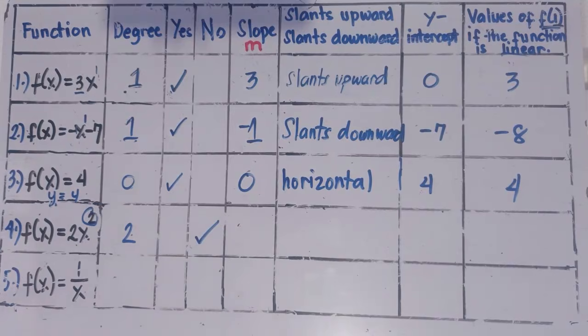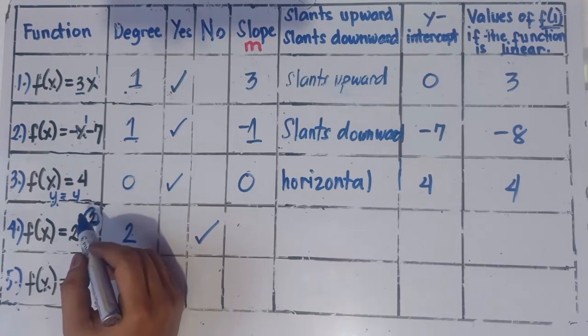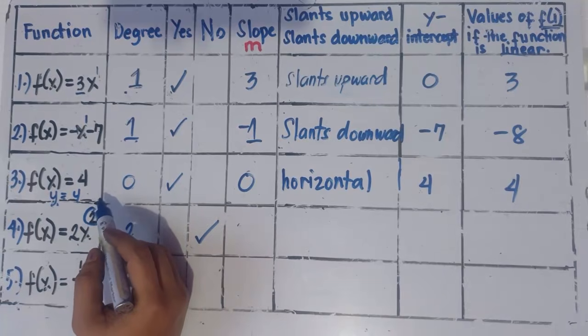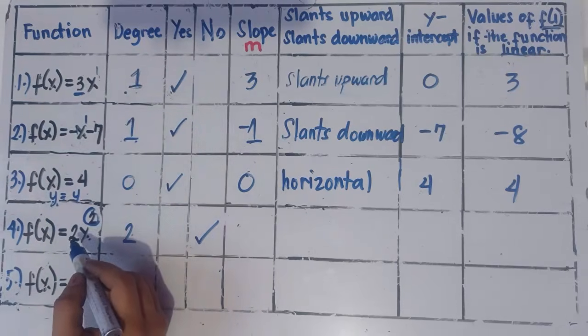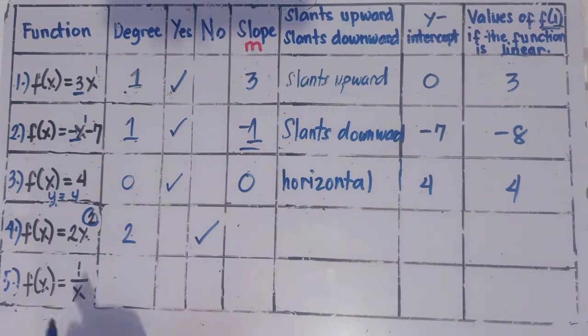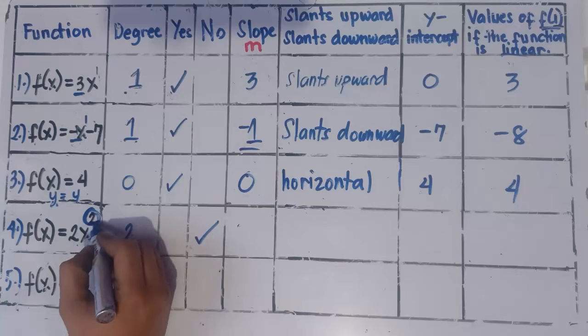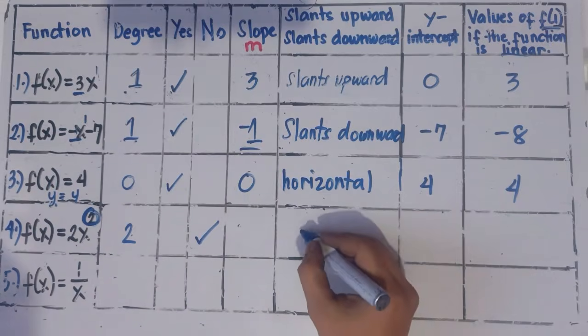Now what would be the slope? With regards to the slope, class, we can never determine the slope for this one because the slope changes at every point. Once again, class, the slope is not constant with regards to a quadratic function. Not the same with example number 1, where the slope is constant, positive 3, or number 2, where the slope is constant, negative 1. But for this quadratic function, the slope is not constant because the slope changes at every point, because the graph forms like this.